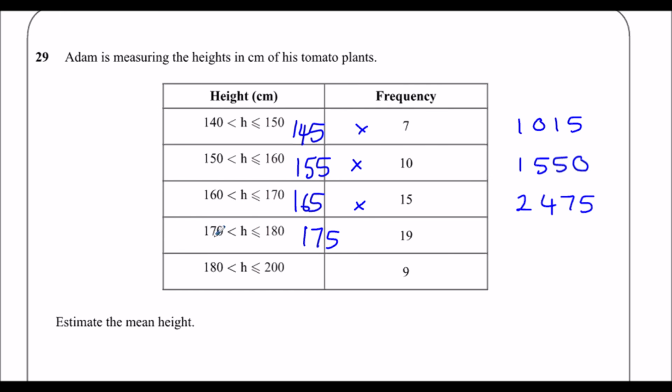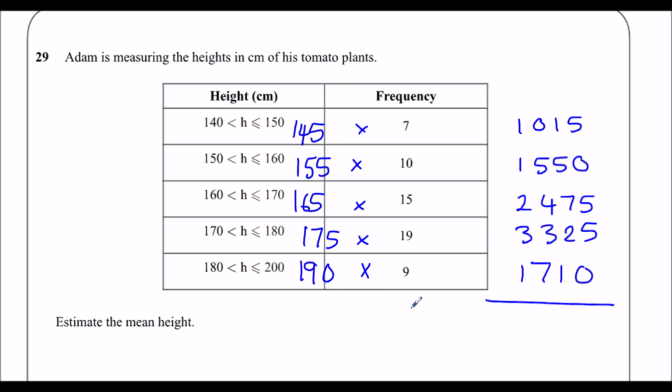The midpoint of 170 and 180 is 175. And we've got 19 of those plants. So 19 plants, 175 centimeters tall. So that's 3,325 in total. And the last midpoint is 190. And we've got 9 of them. So that's 1,710. So I've multiplied them all across, and then we're going to add them down.